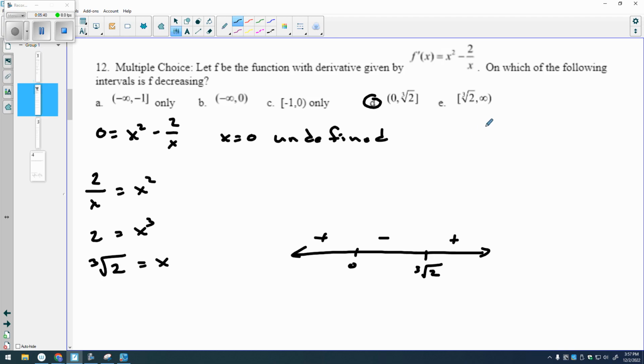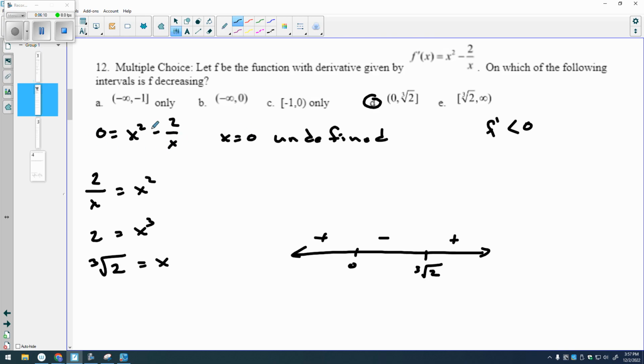A decreasing function is when f prime is less than 0. F is decreasing when f prime is less than 0. So I have to figure out where this is equal to 0, or undefined, because that's where it's going to switch from increasing to decreasing or vice versa. So this is undefined when the denominator is 0, so at x equals 0.